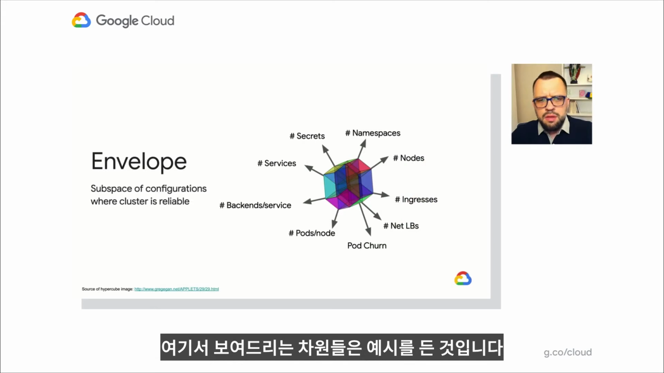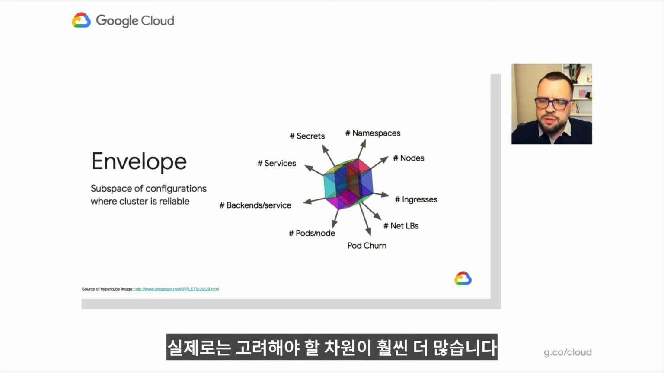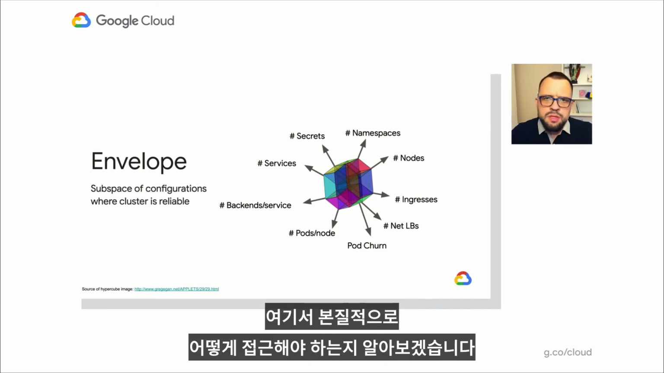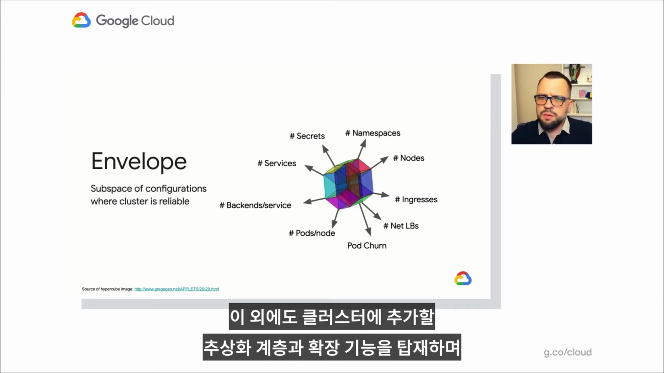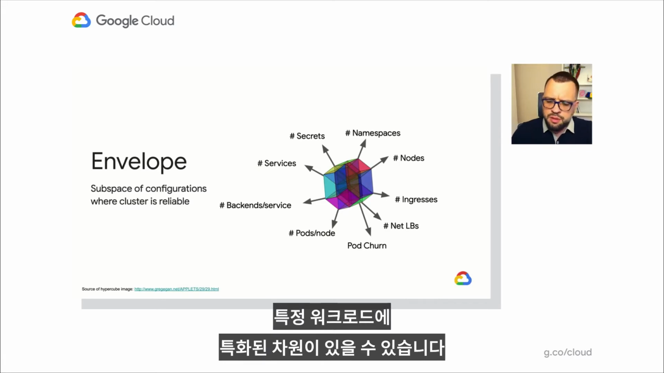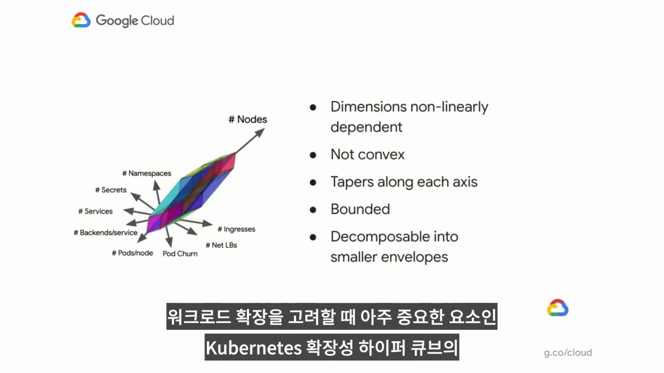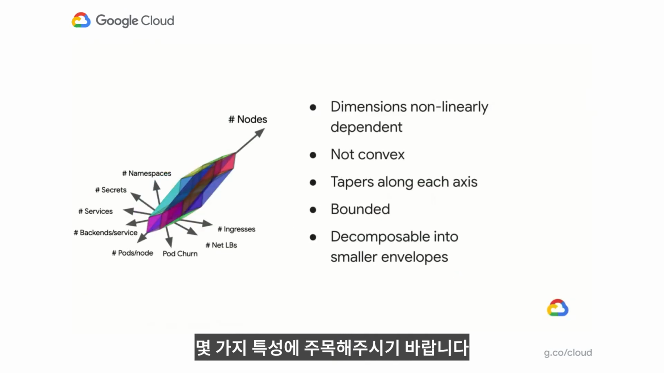The dimensions that you can see here on the screen are just examples. There are many more that you should account for. You can find them in our documentation and various materials on the topic. Here we want to essentially explain the concept, how to think about this. Also, there might be dimensions that will be very unique and specific to your particular workload, with the abstraction layers and extensions that you will add to your cluster. I would like to draw your attention to a couple of characteristics of the scalability envelope for Kubernetes that are very important when you think about scaling your workloads.